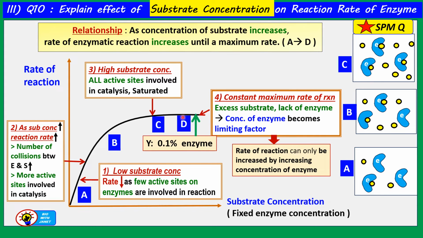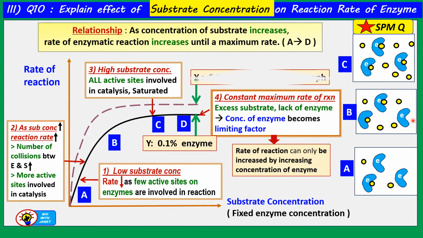However, if we keep on increasing the substrate concentration from then on, we can see that there's no more increase in the rate of reaction. What happens? That means we have reached the maximum rate of reaction. And at this point, if you keep adding substrate, it's of no use because the substrate will be in excess. And what you lack here are enzyme molecules. So you need to increase the concentration of the enzyme in order for the rate of reaction to increase. Now, if you increase the concentration of the enzyme from, say, 0.1% enzyme to 0.5% enzyme, then the graph of the rate of reaction will be higher.